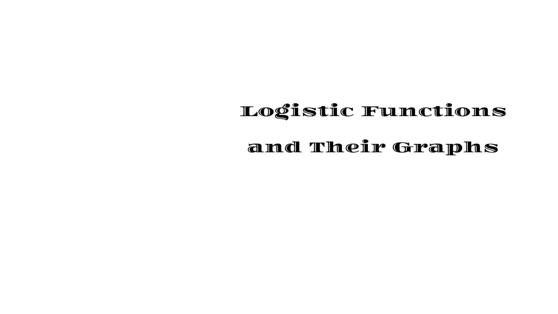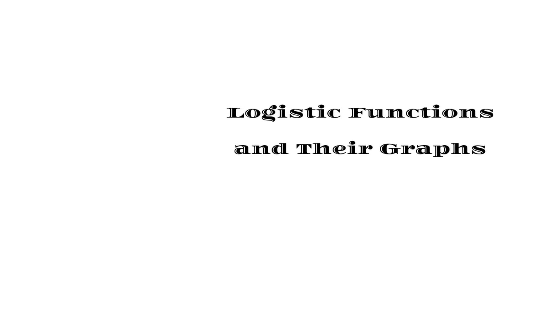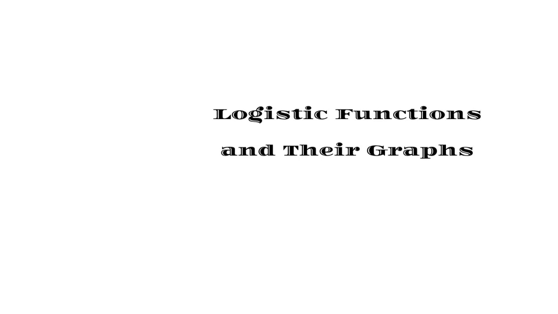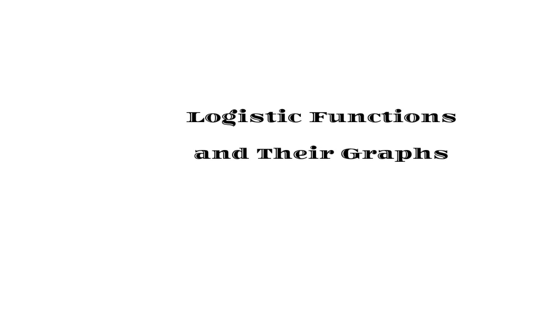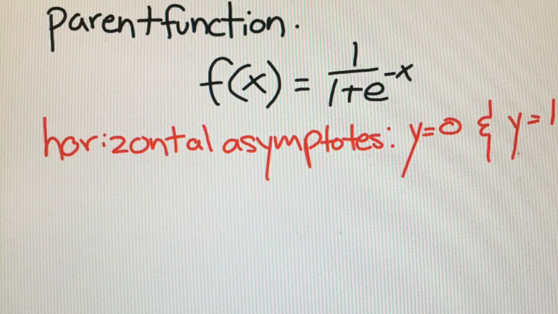In a world filled with math, they learned about logistic functions and their graphs. The parent function for all logistic functions is f of x equals 1 divided by 1 plus e to the negative x. The horizontal asymptotes for the parent function are y equals 0 and y equals 1.